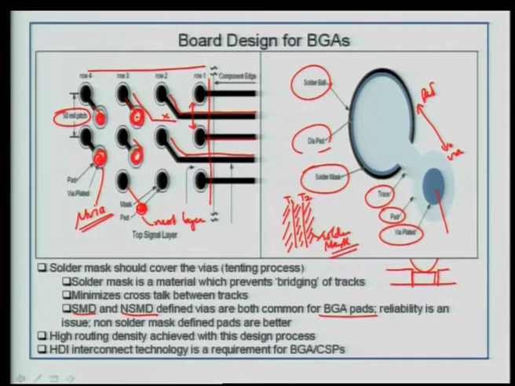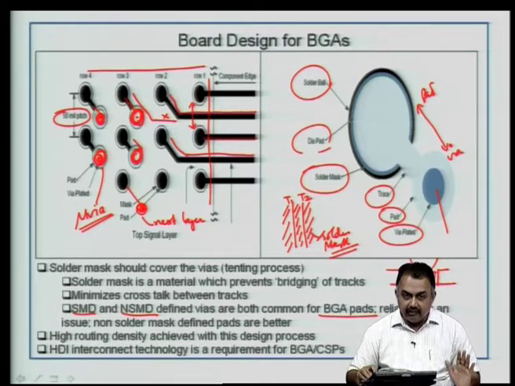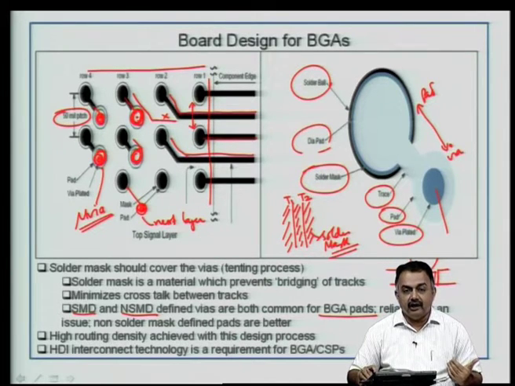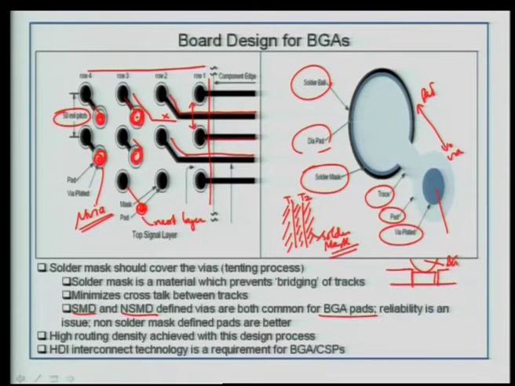Okay. So, these two procedures are adopted by designers today, and reliability is definitely an issue, but by experience what I have seen is that non-solder mask defined pads are much better, because they give allowances for the stresses that are developed in the BGA balls. Otherwise, the solder mask will cover a small portion of the copper pad and the stresses will be built up in the BGA ball.